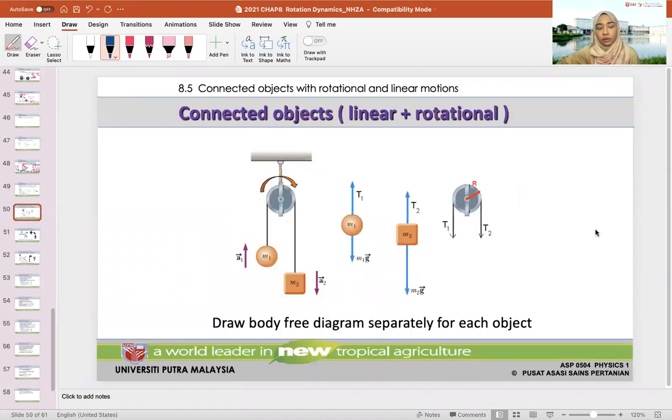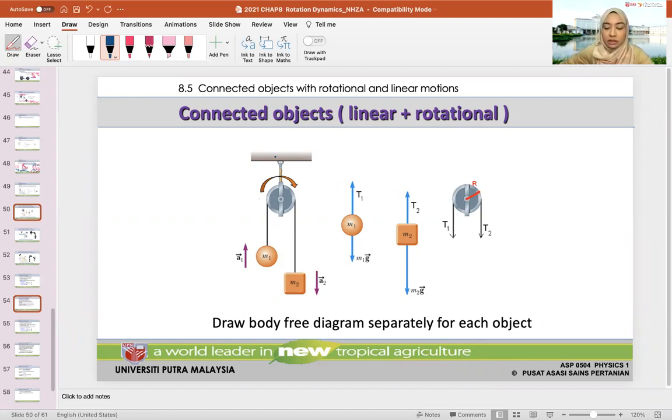So now we're going to talk about connected objects, linear and rotational. Tadi rotational body yang tengah moving. This one is moving too, but we have pulleys, so it's going to be a little bit hard. Okay, so I want everyone to focus. Okay, ready? Ready. Okay, so last time when we talked about pulleys, right?